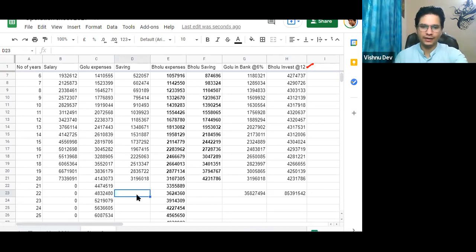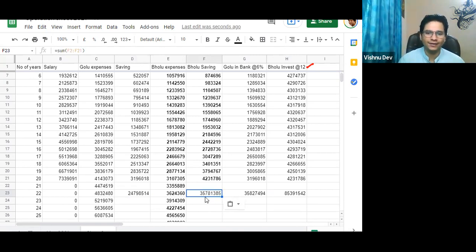So Bholu will save, tell me, how much Bholu will save? So Bholu will save 3 crore 57 lakh. Yes or no? The saving of Bholu is 3 crore 57 lakh. And what was the saving of Golu? 2 crore around 48 lakh. Anyone have any doubt in this?